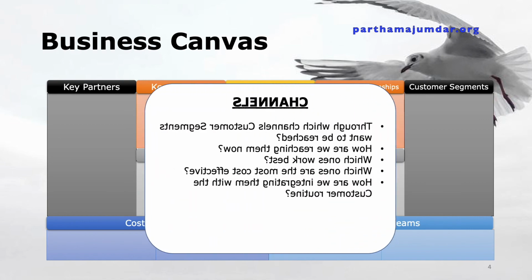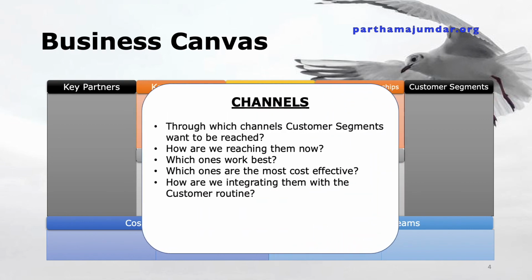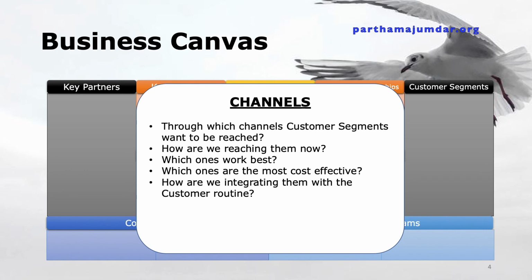Once we have a clear idea regarding what the customer relationships are, we can answer the questions regarding the channels through which we can reach the customers. Typically regarding channels, we need to answer these questions. Through which channels do customer segments want to be reached? How are we reaching them now? Which ones work best? Which ones are the most cost effective? How are we integrating them with the customer routine?